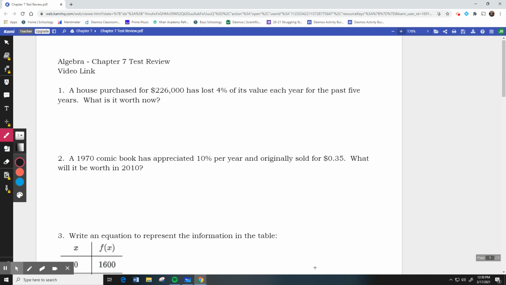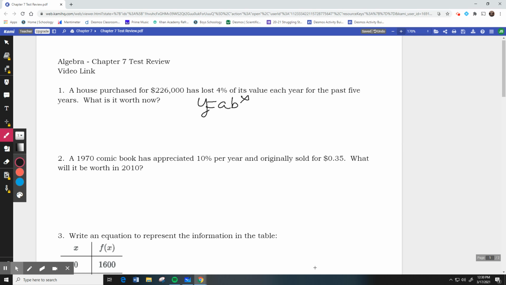So our first example is a house purchased for $226,000 has lost 4% of its value each year for the past 5 years. What is it worth now? So first, let's start by writing our equation. If you're growing by a percentage, then it's something exponential.